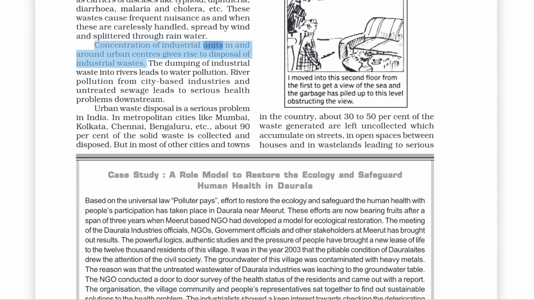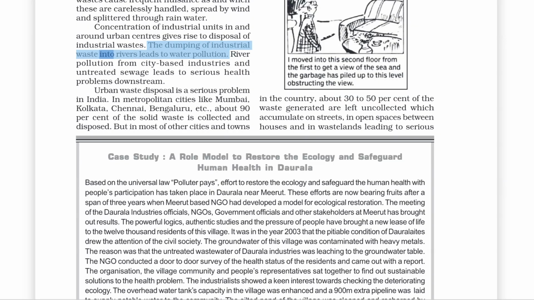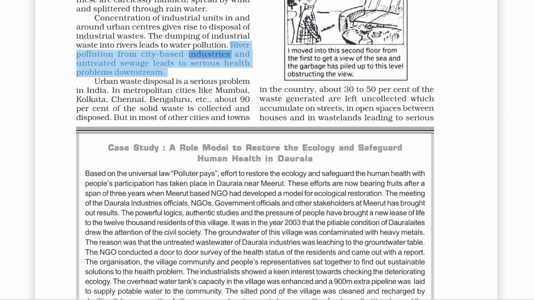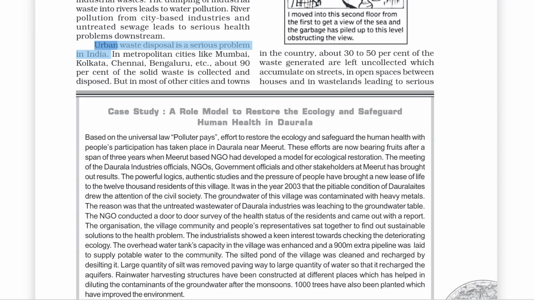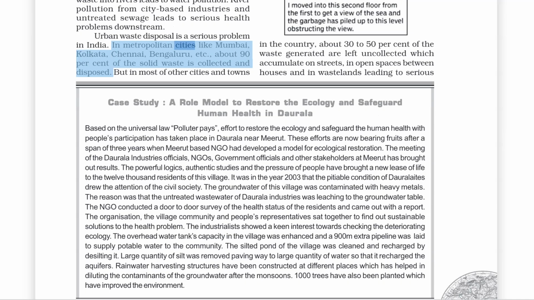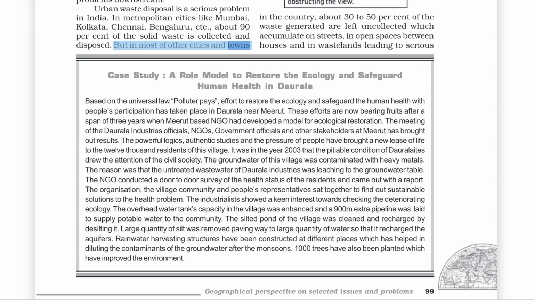Concentration of industrial units in and around urban centers gives rise to disposal of industrial wastes. The dumping of industrial waste into rivers leads to water pollution. River pollution from city-based industries and untreated sewage leads to serious health problems downstream. Urban waste disposal is a serious problem in India. In metropolitan cities like Mumbai, Kolkata, Chennai, Bengaluru, etc., about 90% of the solid waste is collected and disposed. But in most of the other cities and towns.